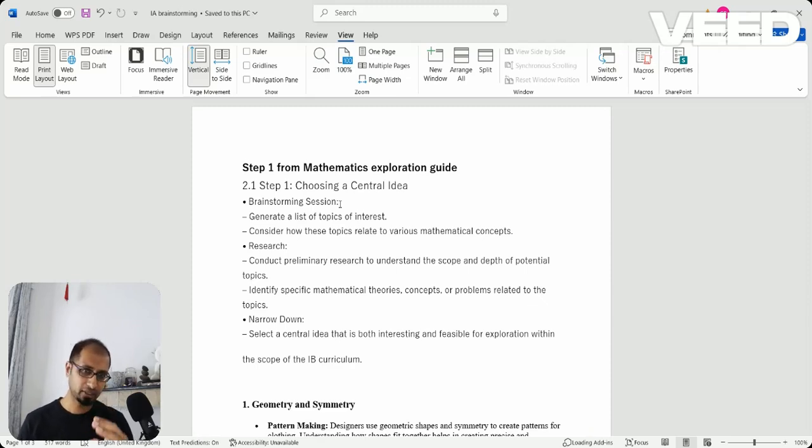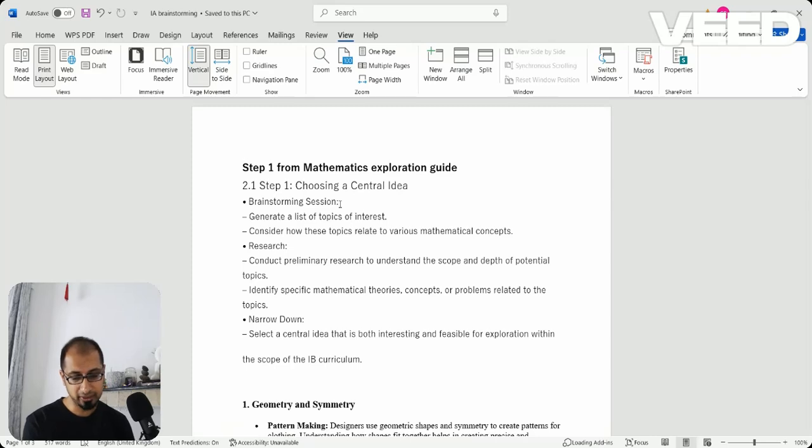So if you look at the main steps on the screen right now, we've already done the brainstorming session, which I just went through with you. We generated the list of topics of interest. We considered how these topics relate to different mathematical concepts, but these were not from research, just from discussion. The second thing you do is research. So you conduct research to understand the scope and depth of the potential topics.